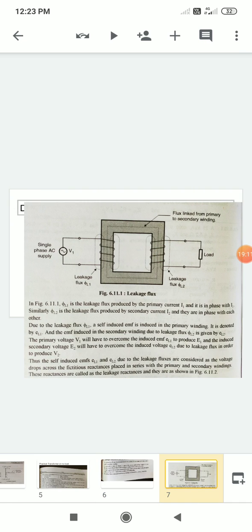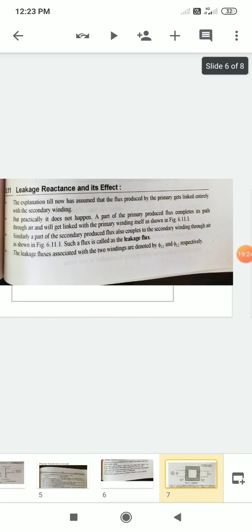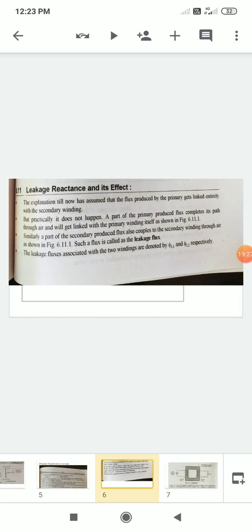That part of the flux linked with the primary winding induces a leakage flux. Leakage flux means there must be some induced EMF, that is EL1 or EL2. Similarly, a part of the secondary flux produced is also coupled to the secondary winding through the air, as shown in the figure. Such fluxes are called leakage flux. Leakage flux is the extra flux produced in the transformer because of the leakage of the flux, and it is represented by phi L1 and phi L2.